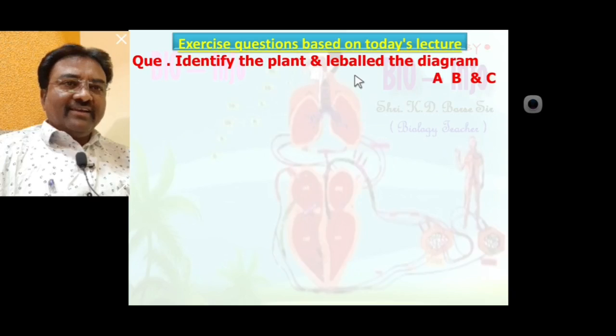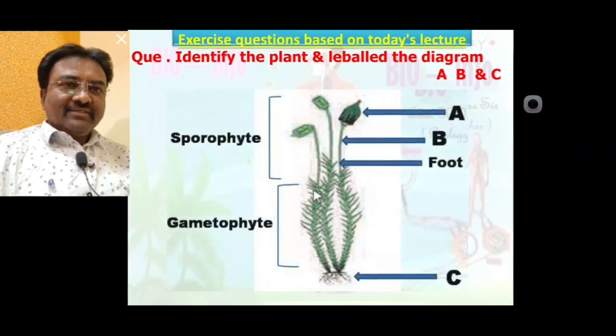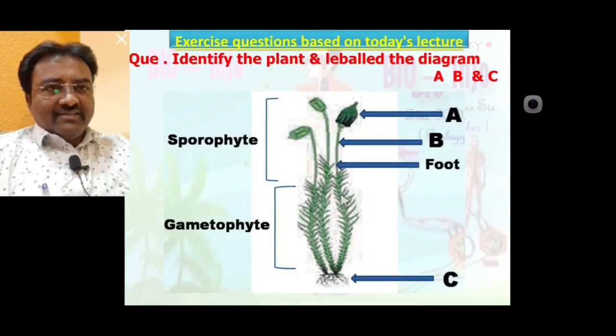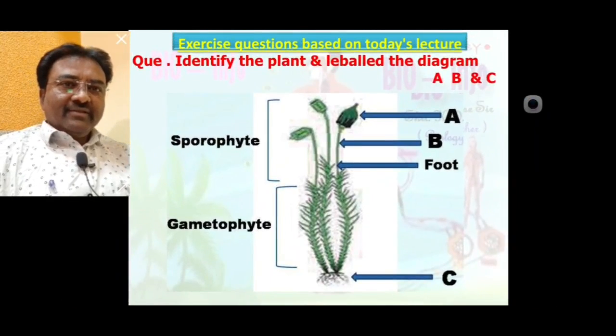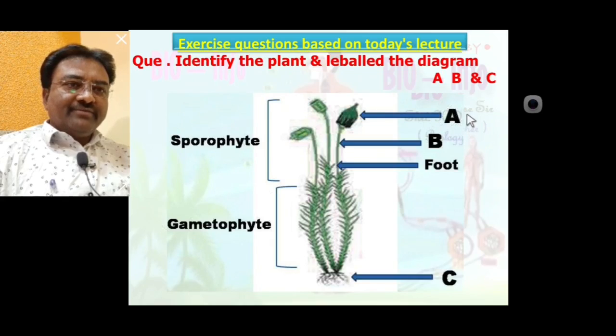Identify the plant and label the diagram A, B and C. Yes, this plant is Funaria. Sporophytic part, gametophytic part. Here A is capsule, B is seta, and C is rhizoid. A capsule, B seta and C rhizoid.